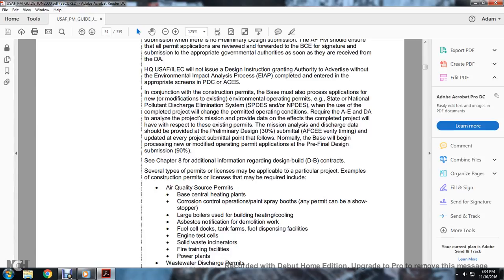The contracts available, the type of permits or licenses that may be applicable to particular projects. For example, the construction permits or licenses that may be required: air quality source permits, the base central heating plants, corrosion control, operation paint spray booths. Any permit can be shown per stopper.